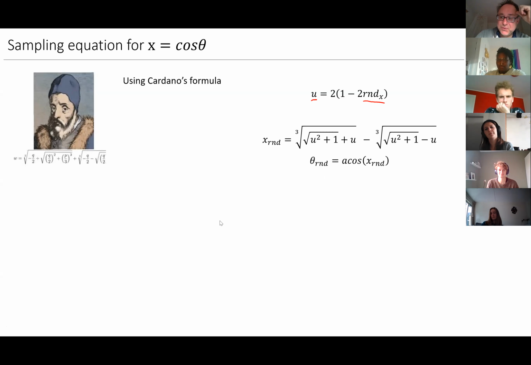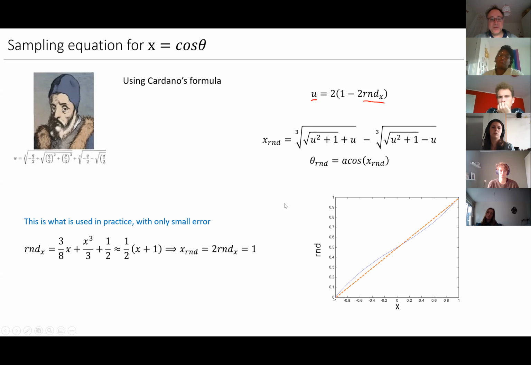But most Monte Carlo implementations do not do this because, one reason is that it's computationally not that efficient, because calculating these roots takes relatively a long time. So if you want to sample new angles at every scattering event, then the simulation would take a long time. So what most codes do is they use the following approximation.